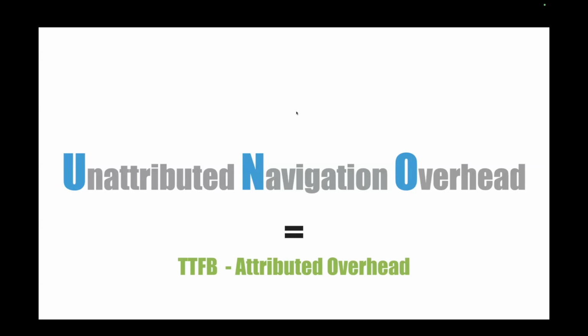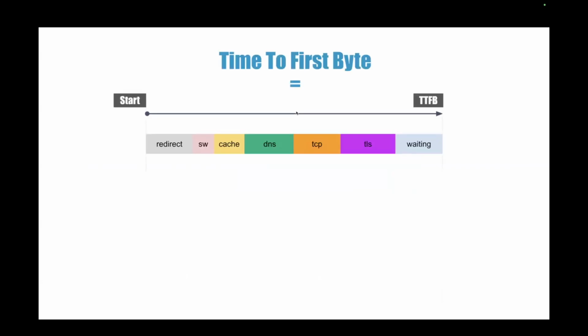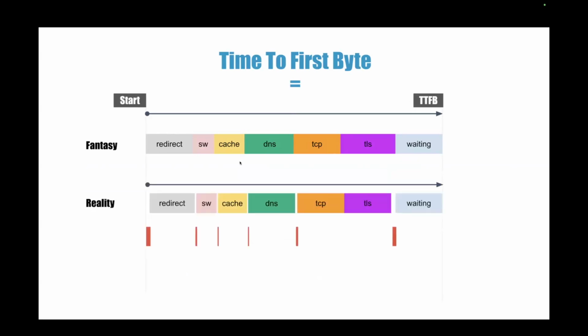Now, why is that needed? Because if you take from the start till the end, we know time to first byte contains redirect, DNS lookup, TCP, TLS, waiting time, service worker startup. All those things are part of time to first byte. But this view is a little bit fantasy, because if you look closely at all your run data, you will see that between these individual measurable, attributable steps, there are little gaps. And when you combine them all together, that's what UNO is.